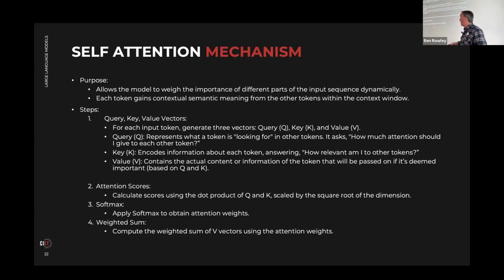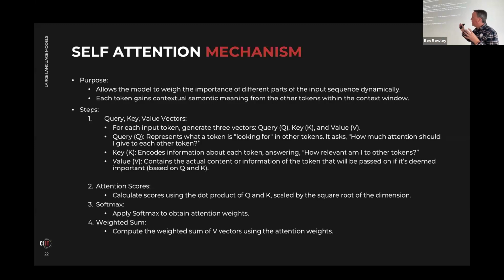We've taken, as we mentioned earlier, our query, key, and value vectors. So for each input token, we generate these 3 vectors. The query represents what this token is looking for in other tokens, and how much attention I should give to other tokens. And then the key encodes information about each token, answering how relevant am I to the other tokens. And then the value contains the actual content or information of the token that's going to be passed on if it's relevant. This is really not a very mathematical explanation of how one might work with vectors. However, I did say it was going to be a high-level view.